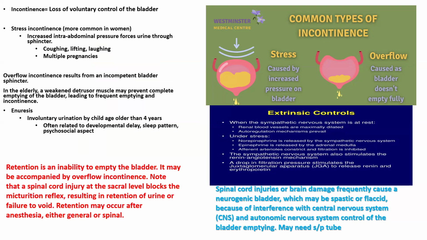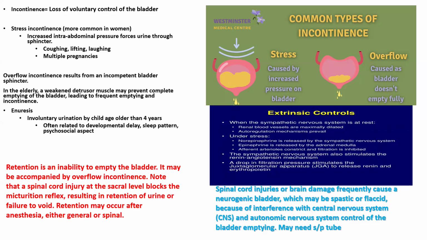All right, incontinence. You should know what incontinence is. It's that loss of voluntary control of the bladder. Stress incontinence is going to be more common in women. That's caused by increased abdominal pressure. So you sneeze, it creates that pressure. You wet your pants. Overflow is from an incompetent bladder sphincter. So the sphincter's not working right. It's weak. In the elderly, weak detrusor muscles can prevent complete emptying of the bladder, and that can cause overflow and incontinence.